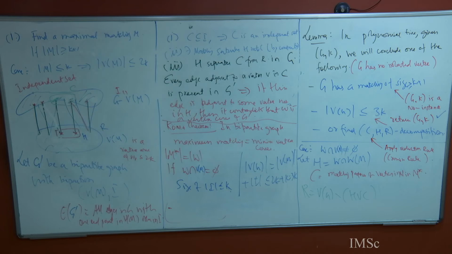If not, then there are some vertices from my vertex cover in the non-I side. I look at those vertices and look at the edges which are adjacent to them, okay? And I just look at those neighbors, call them C, call this head, and the remaining is your rest, and we prove that this is the right decomposition.